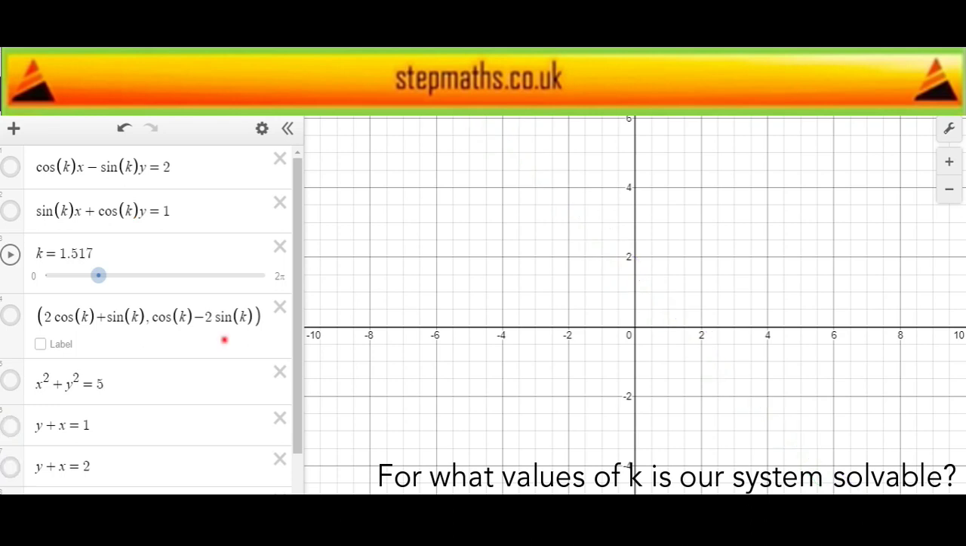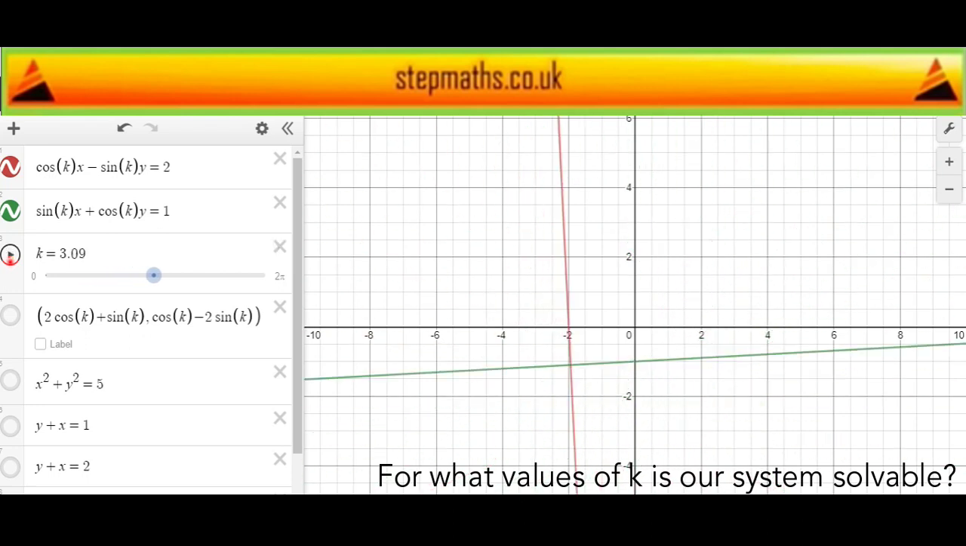So let's actually plot the two lines we care about. We've got k, which is theta in our question, set to be roughly 1.5. If we plot our two lines, we see, at least for this value of k, this system's solvable because the two lines intersect. Now let's vary k and see what happens. We see that for all values of k in 0 to 2 pi, this system's solvable.